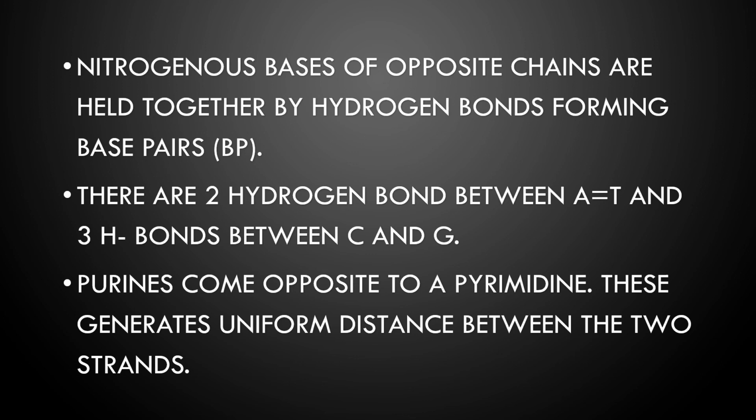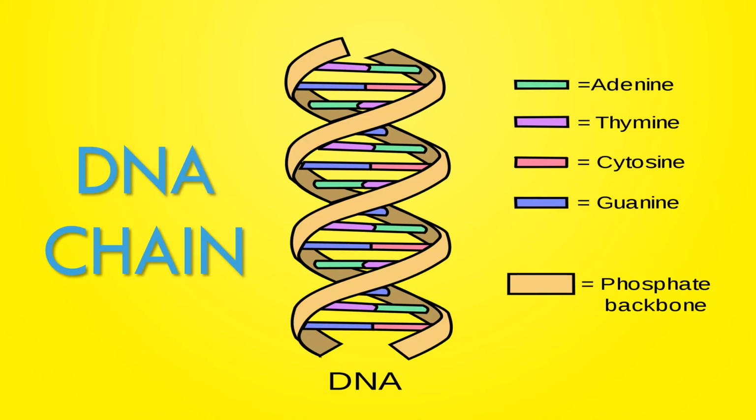Okay, means a purine comes opposite to a pyrimidine, and this generates a uniform distance between the two strands, means at no place do they cross each other. Okay, both the strands are parallel to each other. Okay, see, yeah, it seems they have crossed at one point, but not like that. If you have seen a spiral staircase, then you can find it out. Okay, the diagram is two dimensional, that's why it seems like that only.